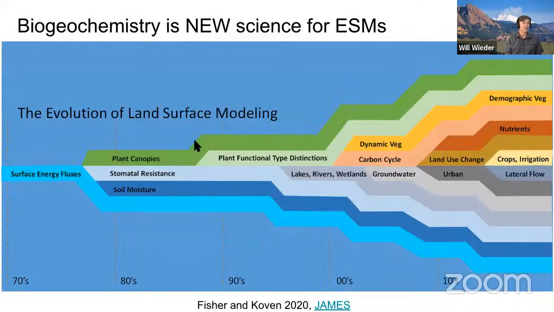Dave showed this figure yesterday, but as a biogeochemist I find it helpful to think about how new this science is. Things like the carbon cycle really only came into large-scale Earth system models around the turn of this century, so since my professional career started. Then things like nutrients came a little bit after that. So even though biogeochemistry and carbon cycle science are old, they're still relatively new in terms of their science.